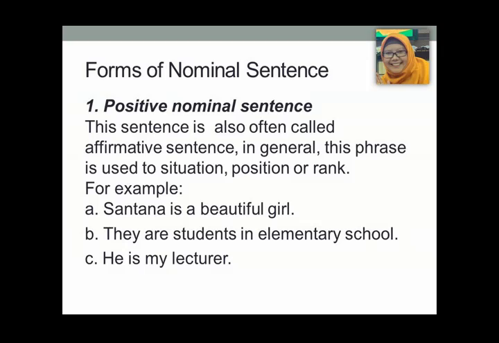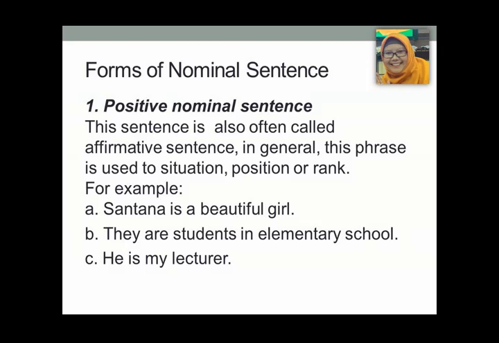And then, they are students in elementary schools. This refers to position. The position is elementary school because we have junior schools and high schools. And number 3, an example of a positive nominal sentence is: he is my lecturer. This is also position. Okay.